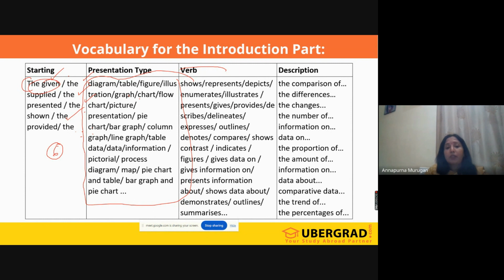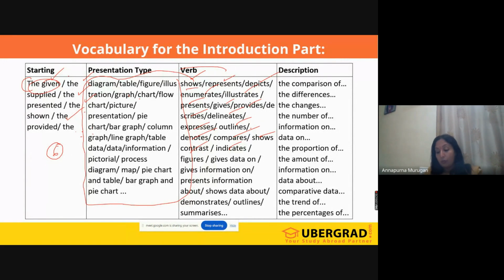The next thing that I would like to tell you is the verbs that we use. You can use shows, represents, depicts, enumerates, illustrates, presents, gives, provides, describes, delineates, expresses, outlines, denotes, compares, shows, contrasts. See how many words we have. Don't you think we have so many words here? According to the situation, I'm not saying that you randomly take up the verb. Okay. Don't randomly take up the word.